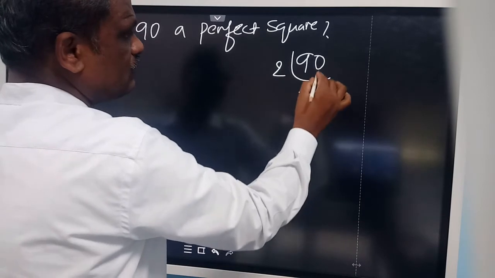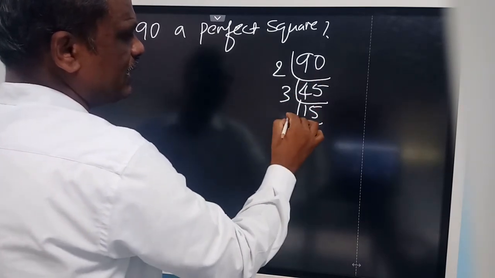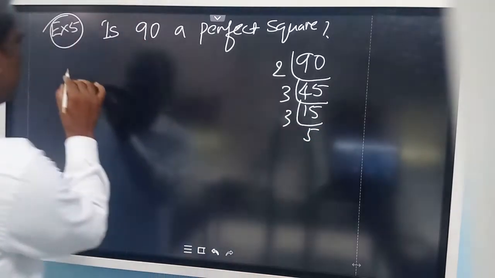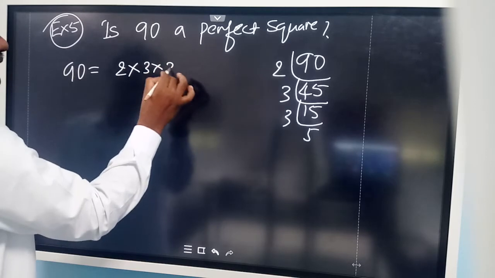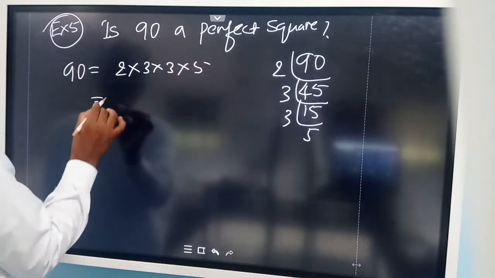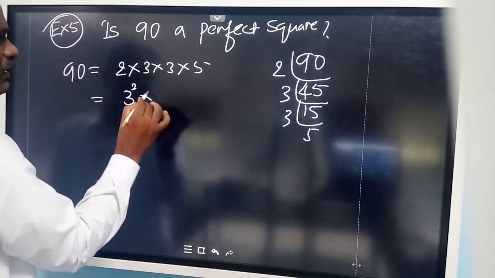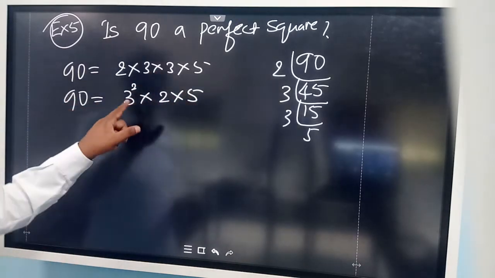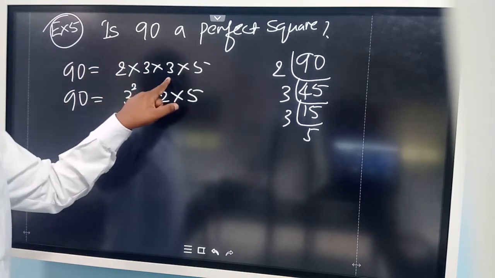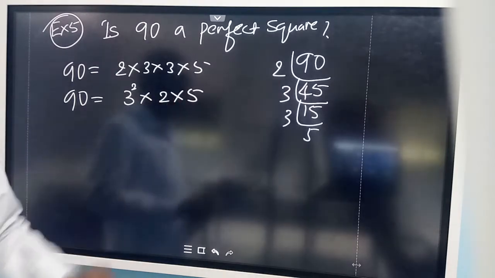2 fives are 10, 3 threes are 9, again 3 threes are 9. See, 90 can be written as 2 into 3 into 3 into 5. So here you are getting 3 square into 2 into 5. 90 can be written with this 3 and 3 as 3 square, this 2 as it is, 5 as it is.